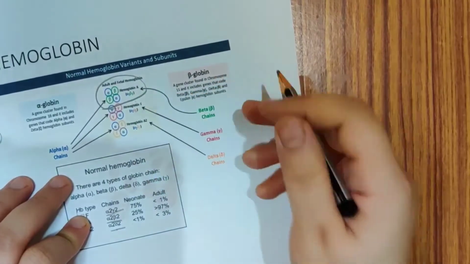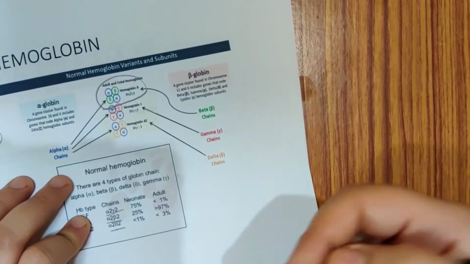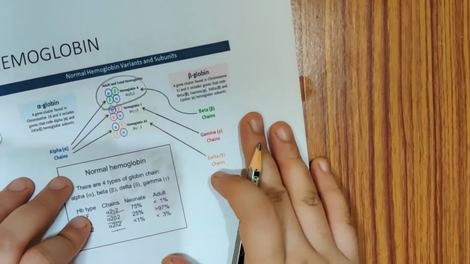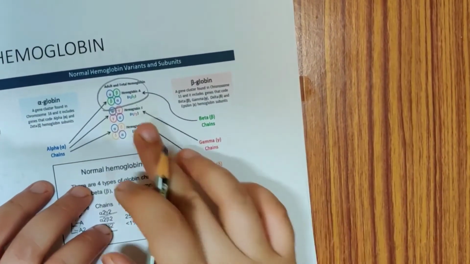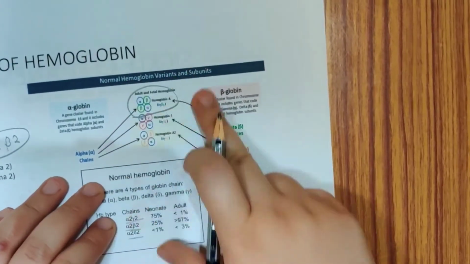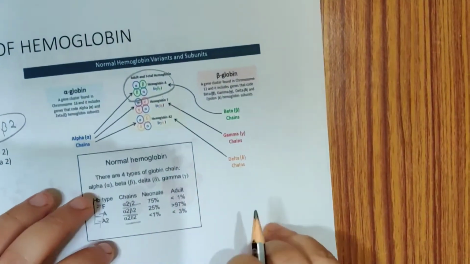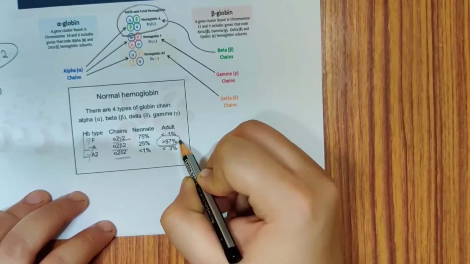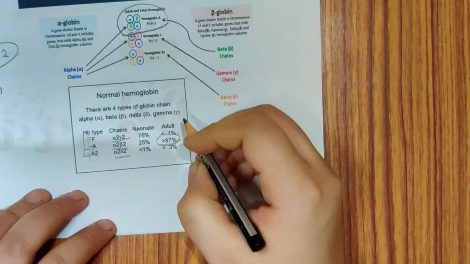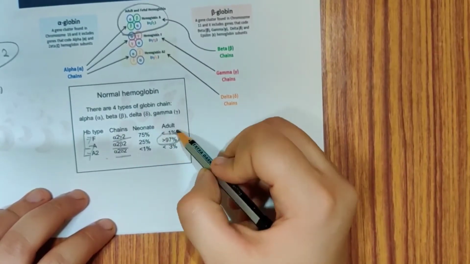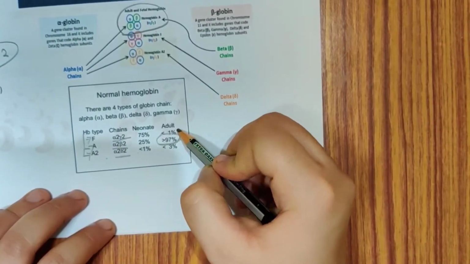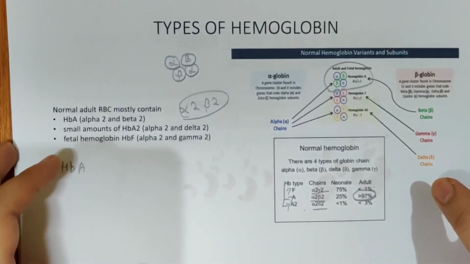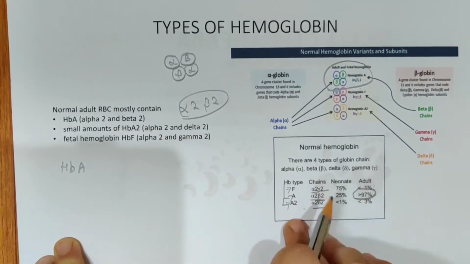A neonate, after 6 to 7 months, will have an adult type of hemoglobin. So babies will also have this particular structure. You need to know that in adults you mostly see HbA, about 97%. Some amount is HbA2 and a very small amount is HbF. These are the types of hemoglobin that are normally seen in an adult.